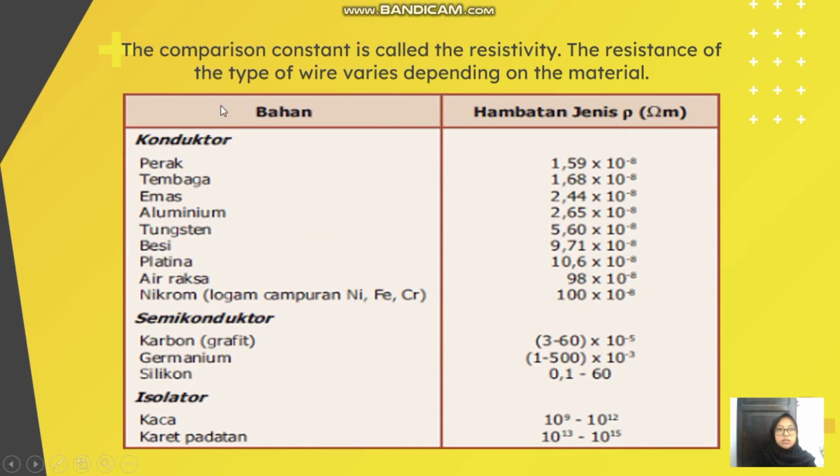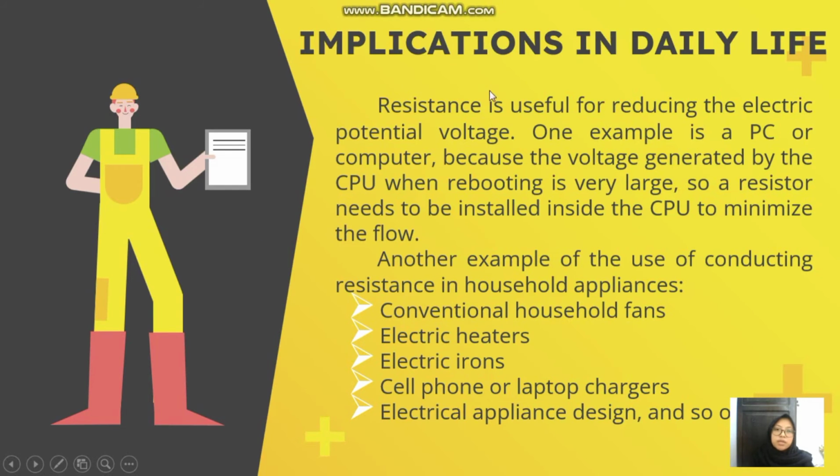And then next, the comparison constant is called the resistivity. The resistance of each type of wire varies depending on the material. This is a conductor, in the first paragraph 1.559 times 10 to the power of -8, and the next are some insulators, semiconductors, and others. And the next, implications in daily life.